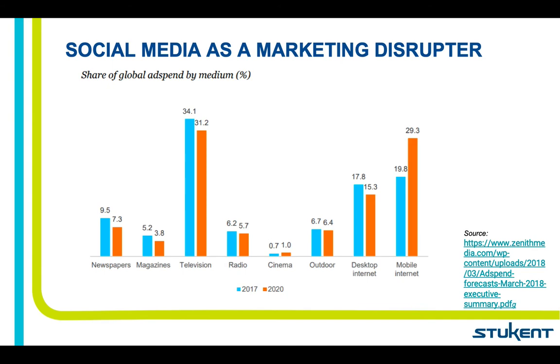2017 versus 2020, the internet, which is mobile and desktop, has now overtaken TV, and you can see mobile has significantly taken over and left the global marketing ad spend of 2017 significantly lower.